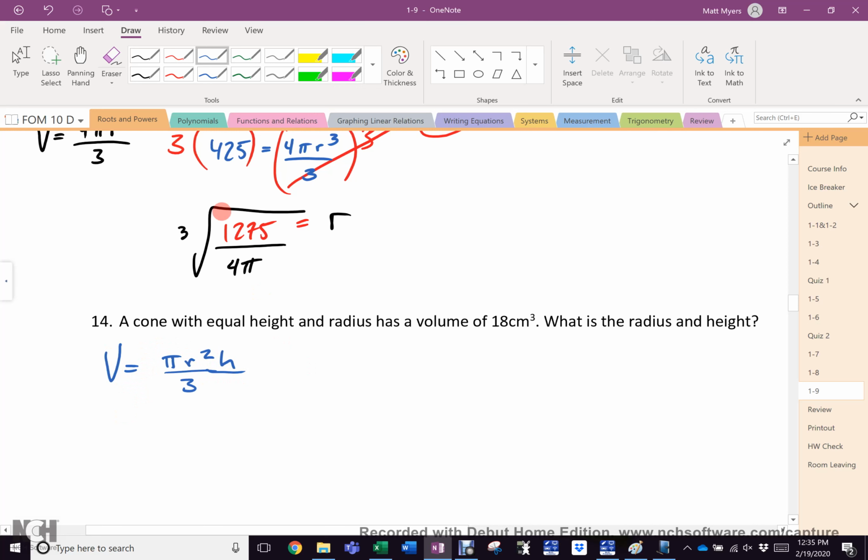I know volume is 18. Pi. What do I know about r and h? Read the question. What do I know about r and h? They're the same numbers. So do I need 2 different letters? So what can I write here instead of h? R. I got r squared and r. So what is that? R cubed over 3. Now all you should be able to solve that. And tell me what r is. You got to get r by itself.